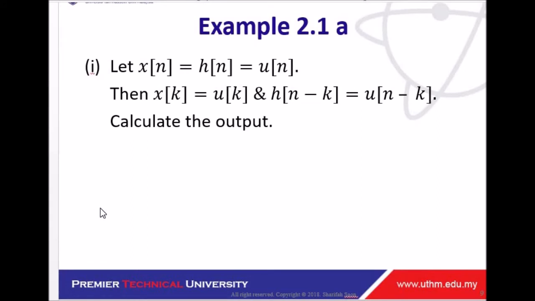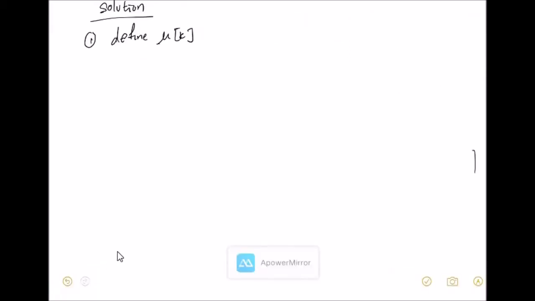Now look at the example. Let x[n] equal h[n] and equal u[n]. Then x[k] equals u[k] and h[n minus k] equals u[n minus k]. Then calculate the output. In order to solve this one, we need to define u[k] first. u[k] is this one, from 0 to infinity.